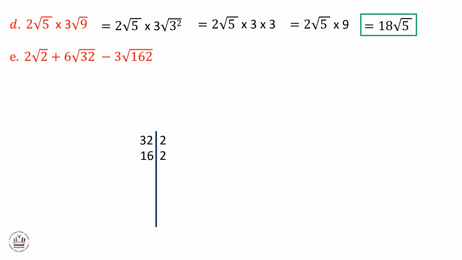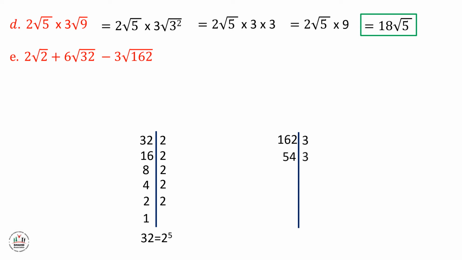32 divided by 2 equals 16. 16 divided by 2 equals 8. 8 divided by 2 equals 4. And 4 over 2 equals 2. 2 over 2 equals 1. So 32 equals 2 to the power 5.